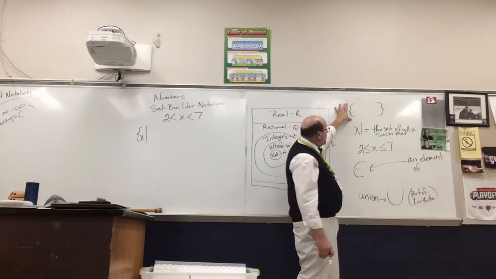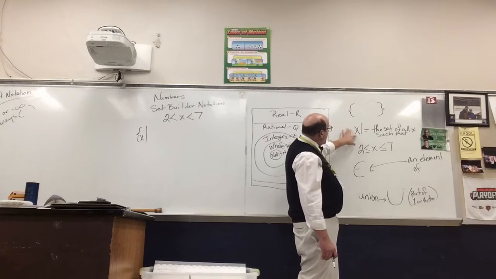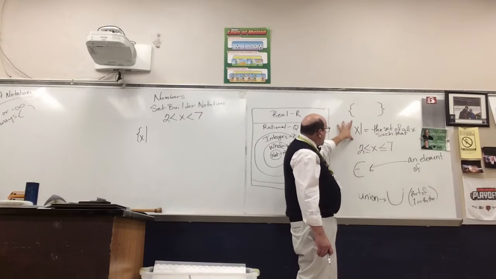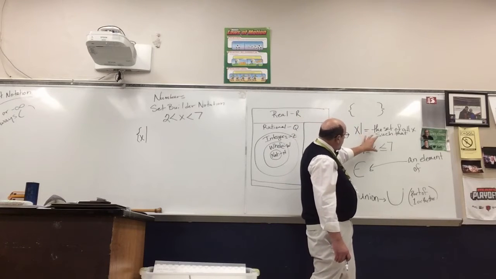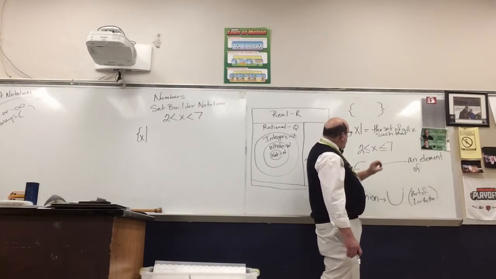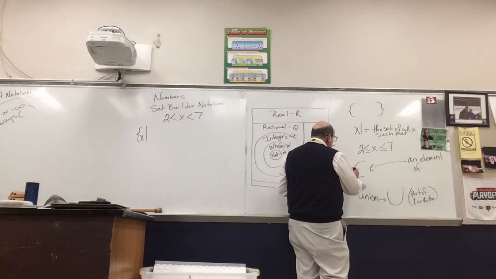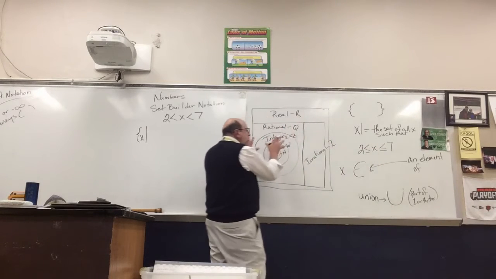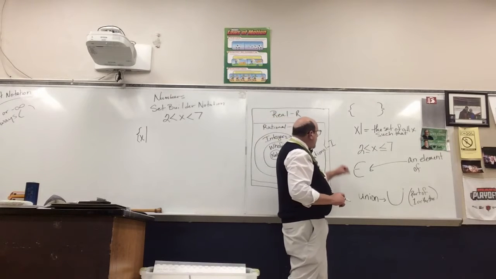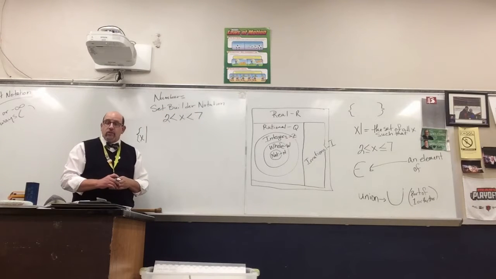We have braces, and then we have this x with a bar. What this says is the set of all x such that, then we have some sort of inequality. This inequality says 2 is less than or equal to x, which is less than or equal to 7. And then we're going to use this thing called the element. We're going to say that x is an element of some set of numbers, some type of numbers. Okay? And then I'm going to take this inequality and build set builder notation for you right now.